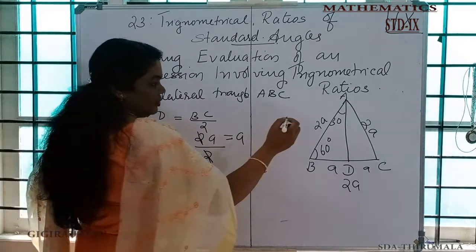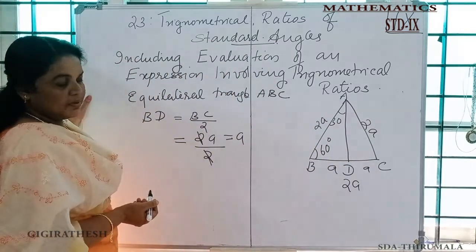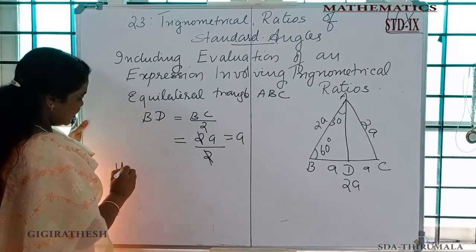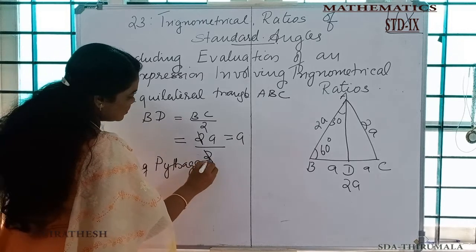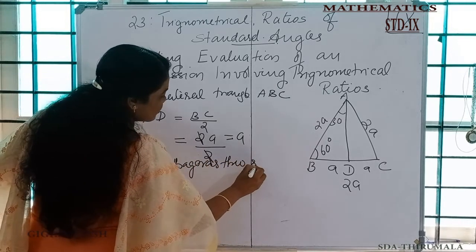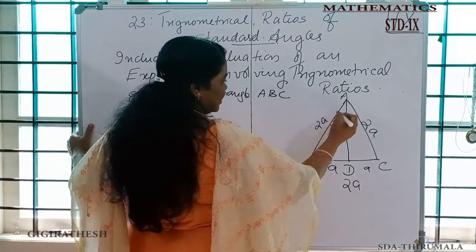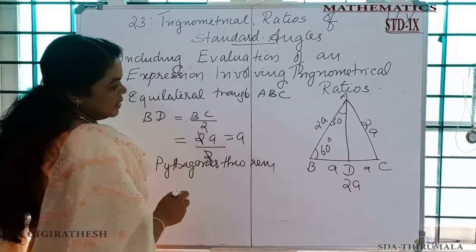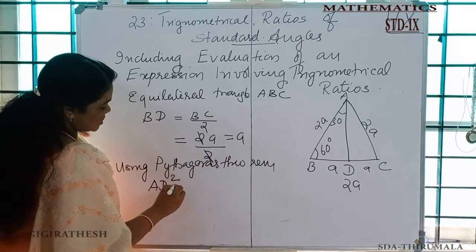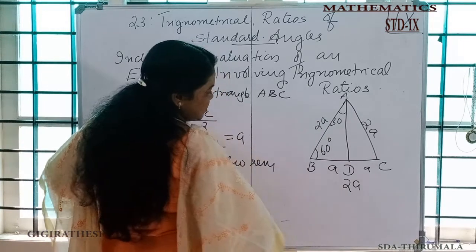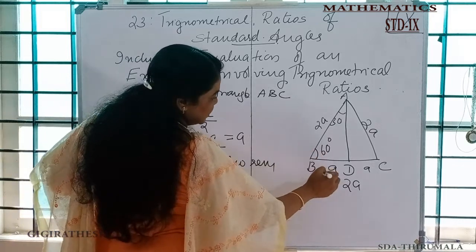And then after that we want to calculate the side AD. We know that by using Pythagoras theorem, the hypotenuse square, that is AB square, is equal to AD square plus BD square. So AD square is equal to AB square minus BD square.